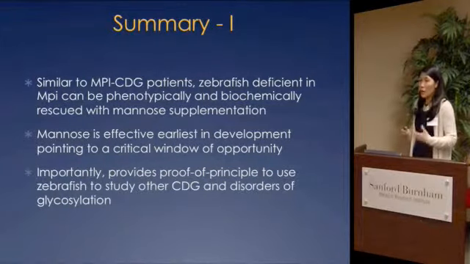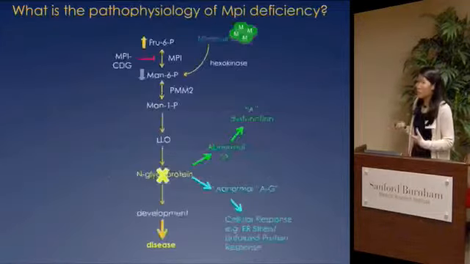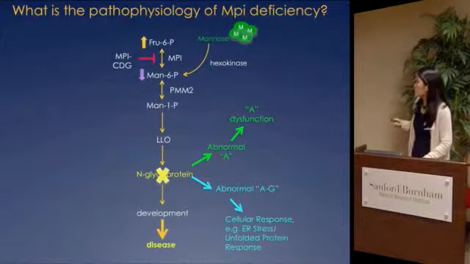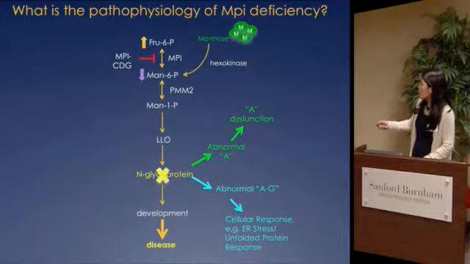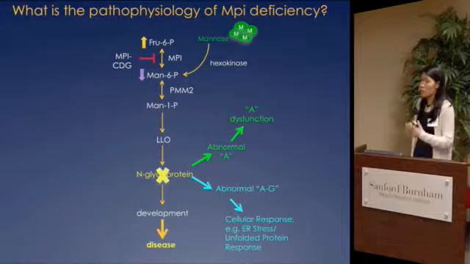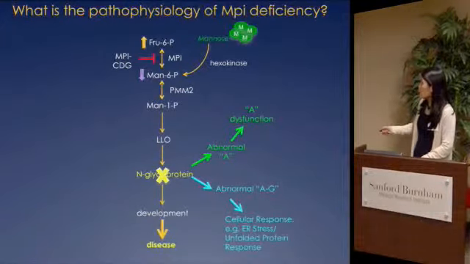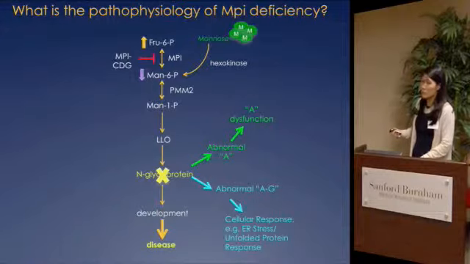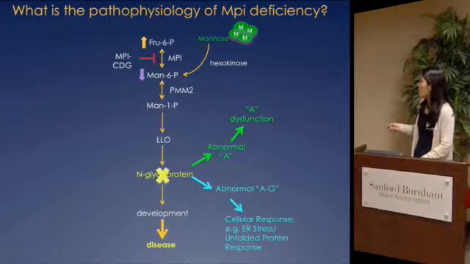So now our question was, great, we have this model, but what is the underlying pathophysiology? So this is where we want to look at glycosylation, we want to look at the cellular responses, really take a broad look, do RNA-seq, look at ER stress specifically as that's been associated with PMM2 models, and go on.